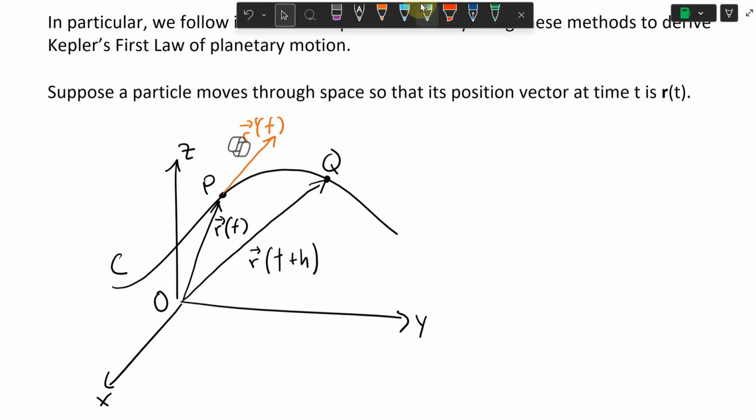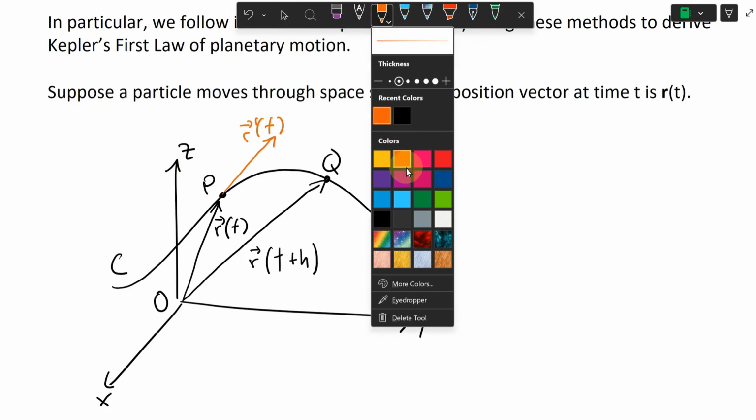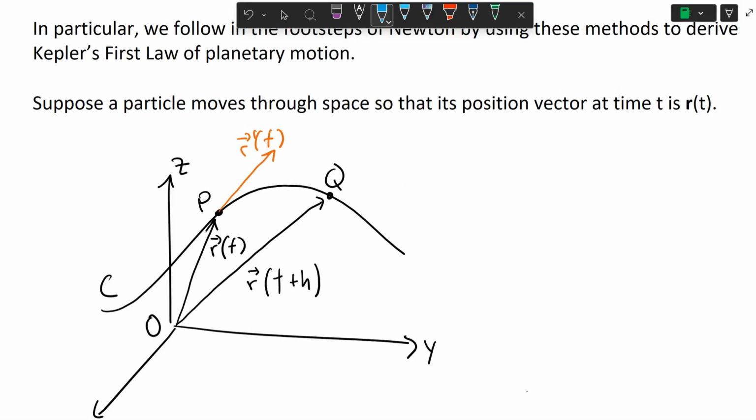Now I'm going to draw this one in blue. I'm going to draw from P to Q. So this right here is a vector. This is going to be r of t plus h minus r of t.